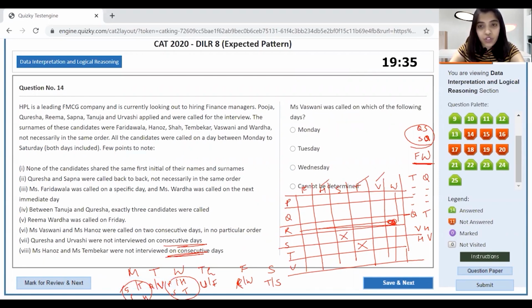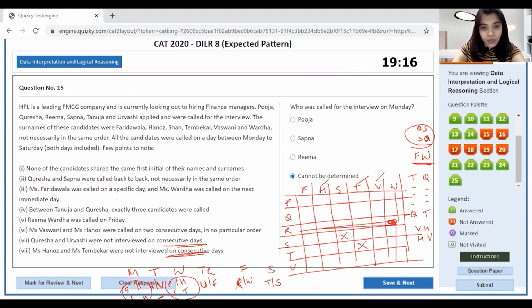Vaswani was called on which of the following days? Monday, Tuesday, Wednesday, Vaswani. Vaswani, where do we have Vaswani? We have Vaswani here on Tuesday. Vaswani is Tuesday, yes. Monday. Who was called on Monday? We cannot determine. We cannot determine who was called on Monday. It's either Sapna or Pooja.